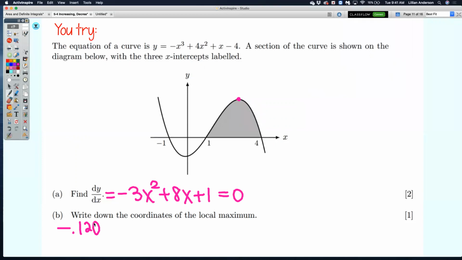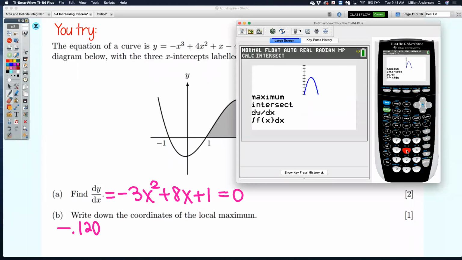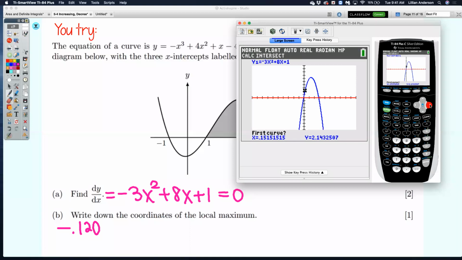And then I have to find the other one. Go back through the same process. Second trace, option 5. Move closer to the second intersection point by clicking the right arrow button over and clicking enter 3 times.